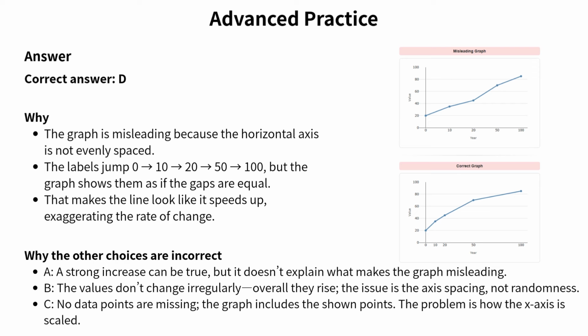B is wrong because the values are not irregular, they rise overall. And C is incorrect because no data points are missing. On the SAT, always check whether the axis spacing matches the numbers before trusting what the slope seems to show.